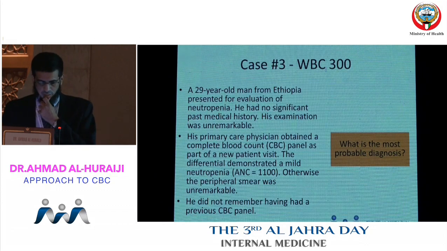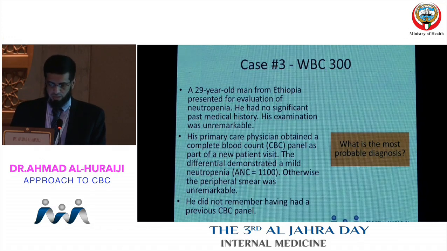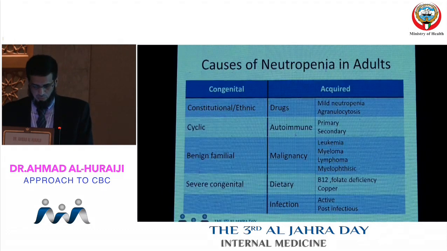Case number 3, a 29-year-old man from Ethiopia presented for evaluation of neutropenia. He has no previous medical history. His primary care physician found that his ANC is 1100, with an otherwise unremarkable peripheral smear.